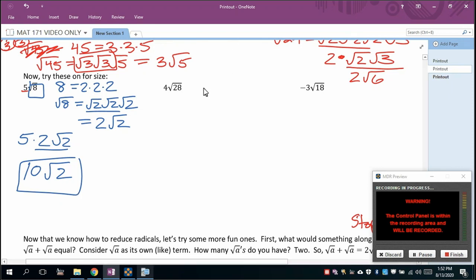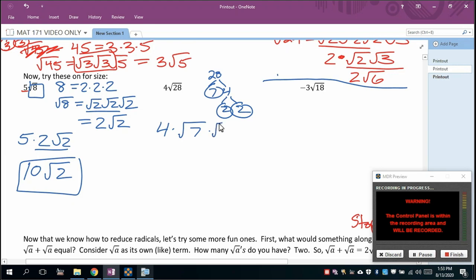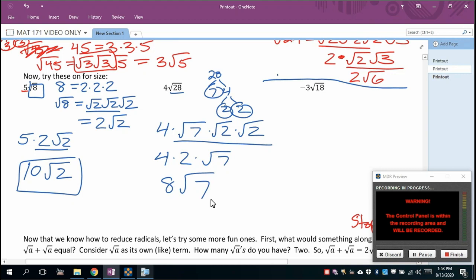Now, 4 times the square root of 28. Well, let's see here. 28 would be 7 and 4, and then 2 and 2. Now, you can do shortcuts if you so desire. I'm not going to really push them as much. But, you know, 4 times root 7 times root 2 times root 2. So basically, this got replaced with this. So 4 times 2 times root 7, that will become simply 8 root 7.